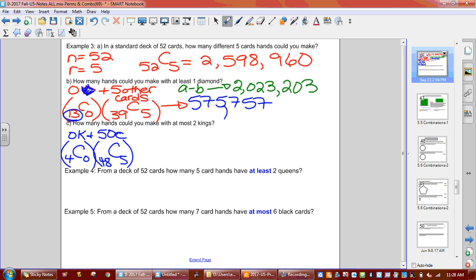I multiply that. That answer I'm just going to write below is going to give me 1,712,304. We need to add it to the next situation: 1 king and 4 other cards. OC, other cards. So 4 choose 1 times 48 choose 4.